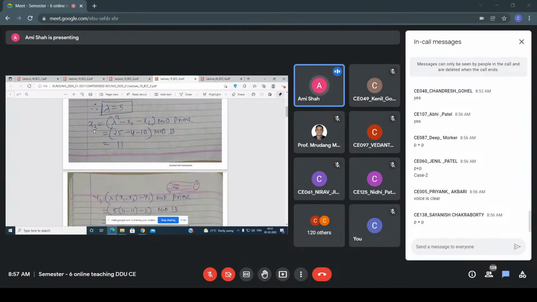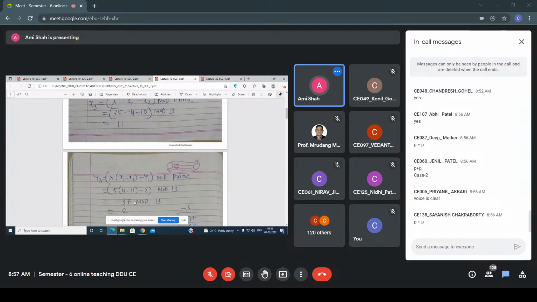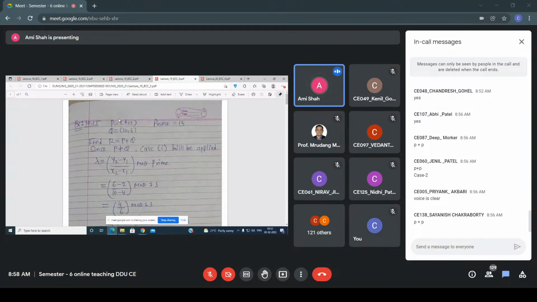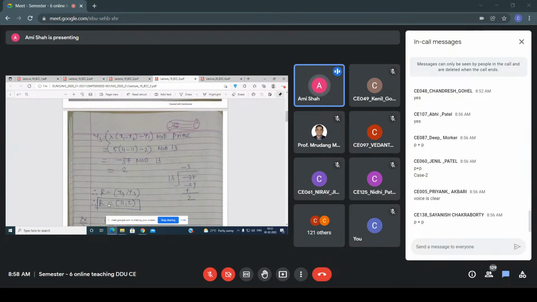And once I get x3, I have to put this value into this equation. So how can I calculate y3? y3 equals lambda times (x1 minus x3) minus y1, mod prime. And then you get 2, right? So that means here I can say that if P is (4, 2) and Q is (4, 10) and the prime 6 is given, then after performing the addition, I am getting this answer. Clear, everyone?